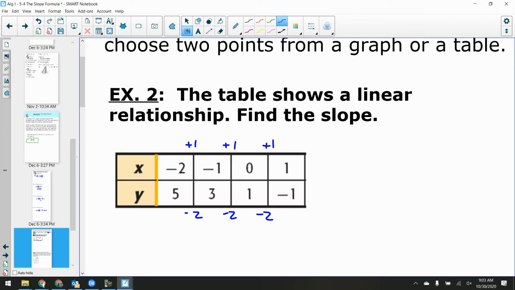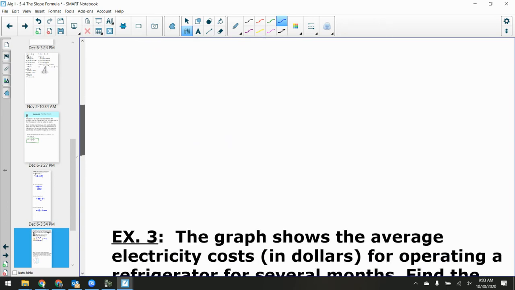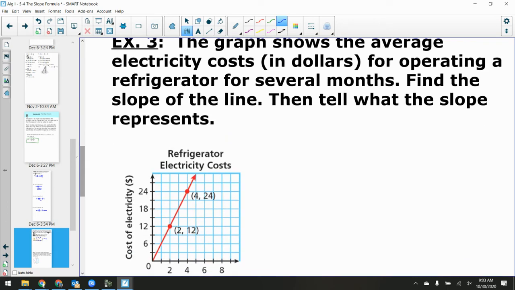Ready? -2 over 1. Slope is -2 over 1. Rise 2, run 1, and it's negative. -2 divided by 1. Make sure you do change in y divided by change in x, not change in x over change in y. Okay, so what if I'm given a graph?